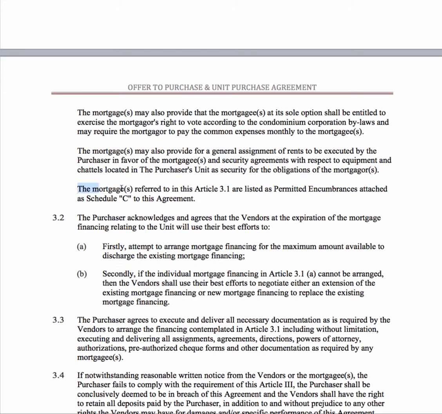This here is basically the permitted encumbrances. So you will have a first mortgage, a second mortgage, all the encumbrances that are in a condominium corporation and so on, and they are listed at Schedule C of this agreement.